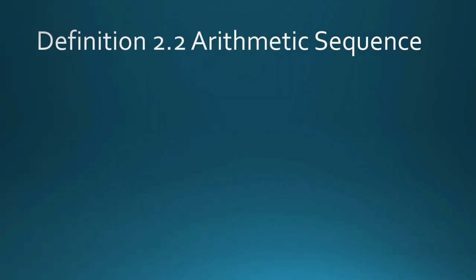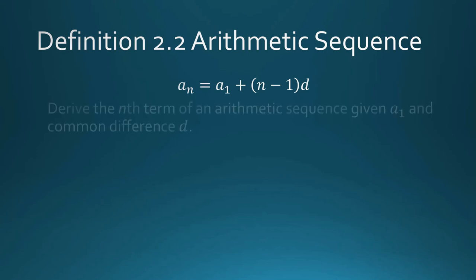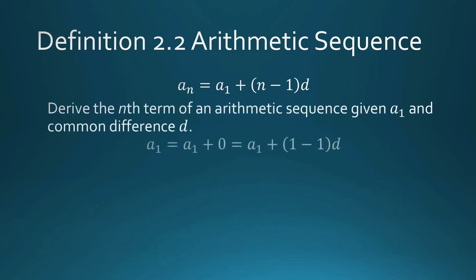Okay, so let us derive the formula to obtain the nth term of an arithmetic sequence. So this is an informal derivation. So a sub 1 is equal to a sub 1 plus 0. But 0 is the same as 1 minus 1 times D. Okay? What are we doing here? We shall derive this formula to obtain the nth term.